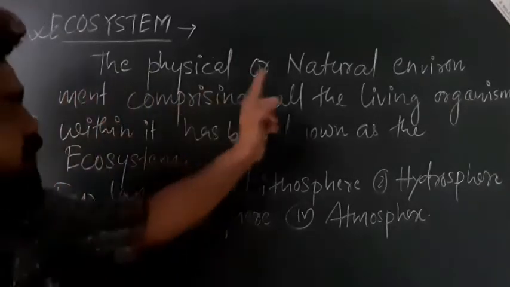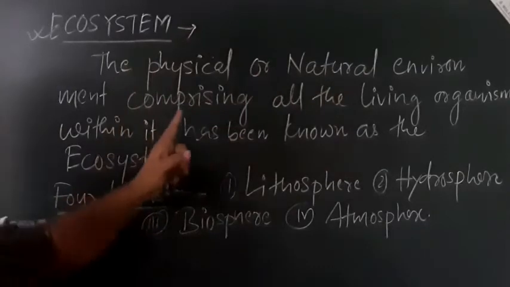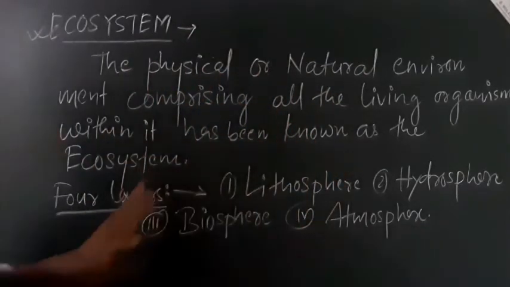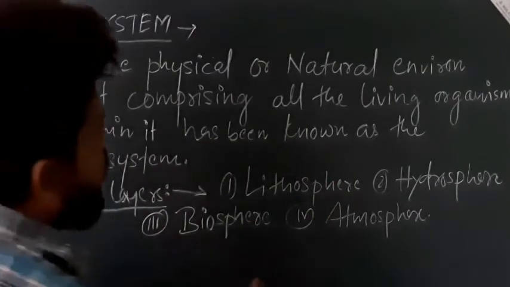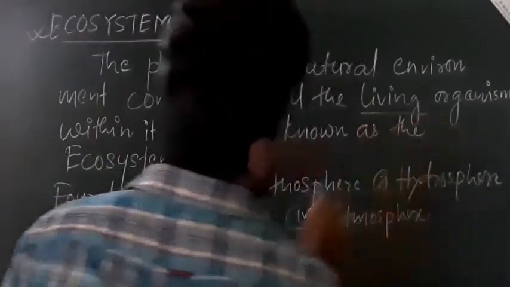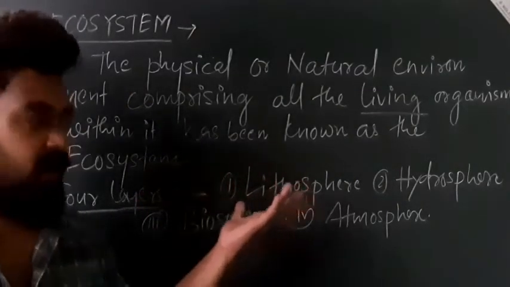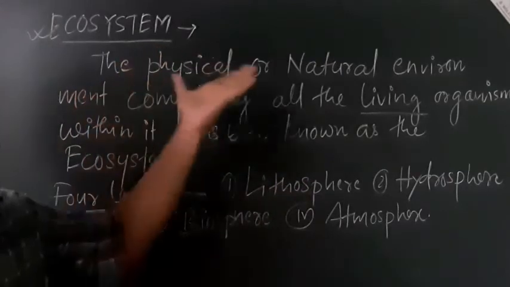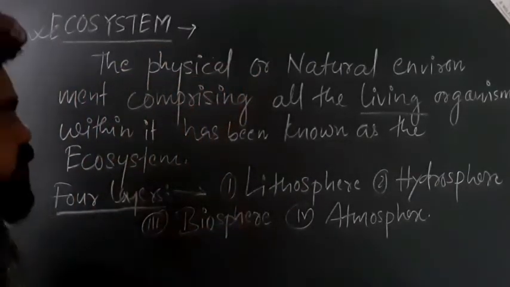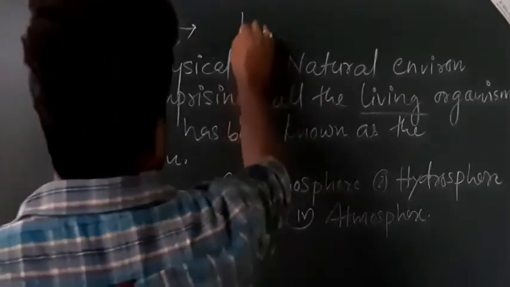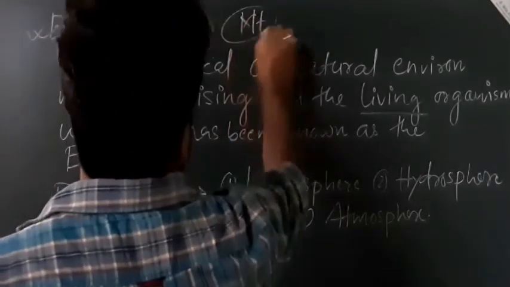So the physical or natural environment comprising all the living organisms within it is known as the ecosystem. That means all the living organisms. Here one simple term is there: all the living organisms. And that means it is just a particular area. Suppose, like our ocean ecosystem, river ecosystem, mountain ecosystem. In a particular mountain, what happens there?